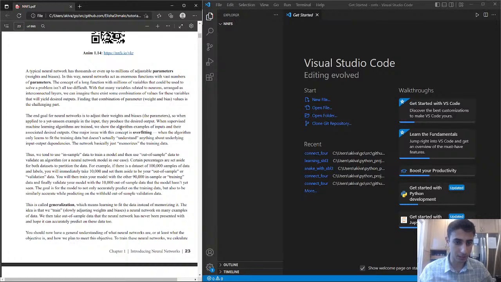One major issue with this concept is overfitting. Oh, he's explaining why the yet unseen example is important. When supervised machine learning algorithms are trained, we show the algorithm examples of inputs and their associated desired outputs. Very good. So I don't understand why I can understand that.